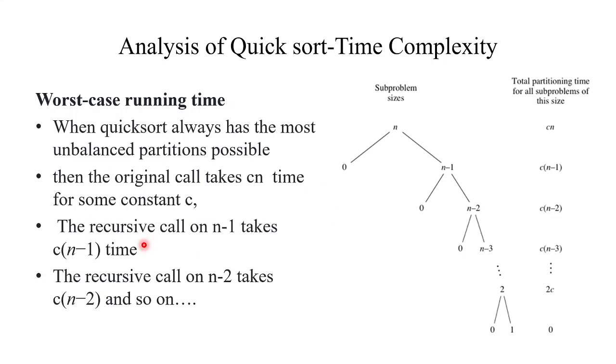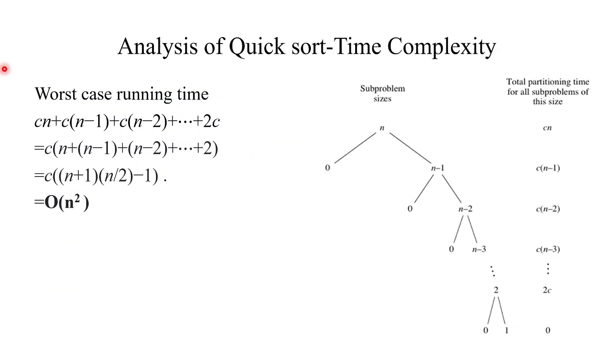So if you count the recursive call time taken, the call of size n minus 1 takes c into n minus 1 time. The recursive call of n minus 2 takes c into n minus 2. This will continue till the size of the array becomes 1. Now the worst case running time, if you add all this, you will get cn plus c into n minus 1 plus c into n minus 2 plus, and so on, till 2c.